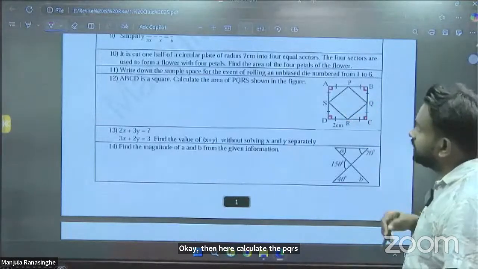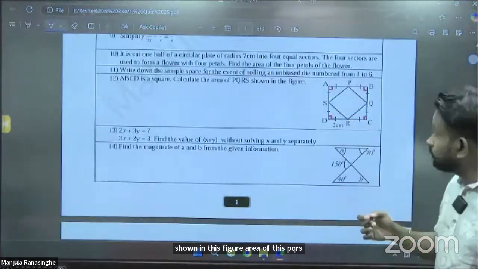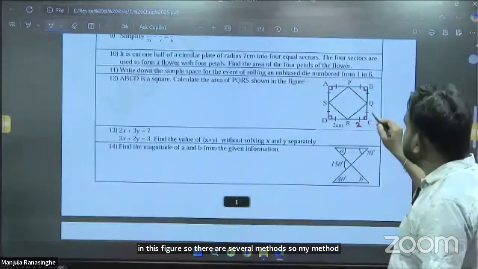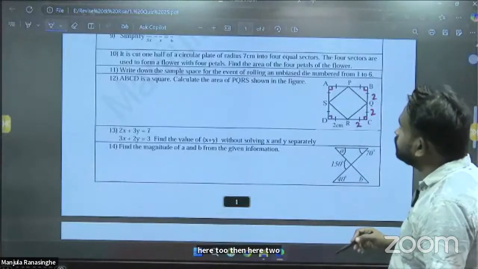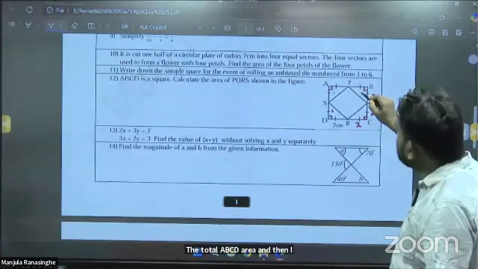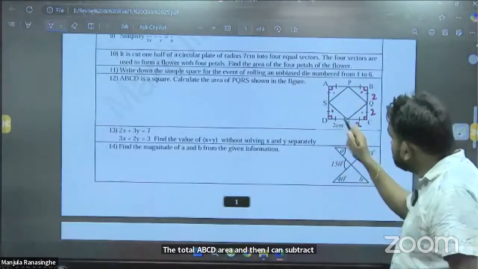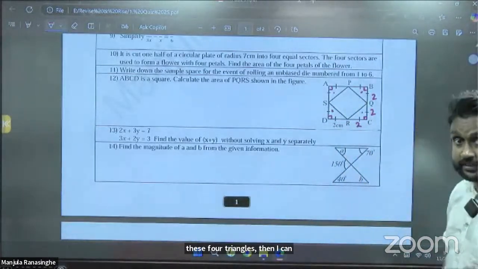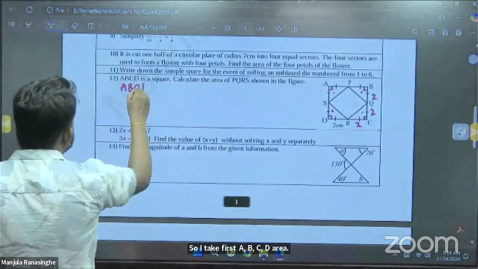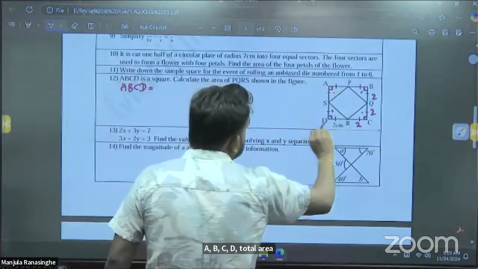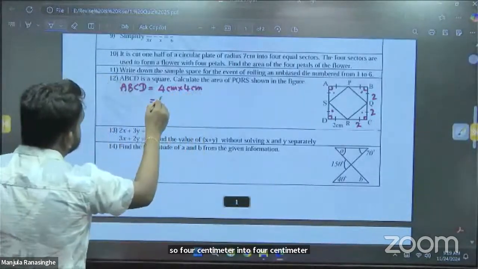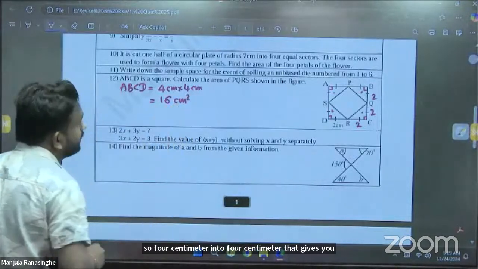Area of this PQRS shown in this figure. So there are several methods. So my method: here 2, then here 2, then this side all 2. Then I can find out the total ABCD area, and then I can subtract these 4 triangles. Then I can see the PQRS area. How to take it? So I take first the ABCD total area, length into breadth. The length is here 4, here also 4. So 4 centimeter into 4 centimeter, that gives you 16 square centimeters. So that's the area of the bigger one.